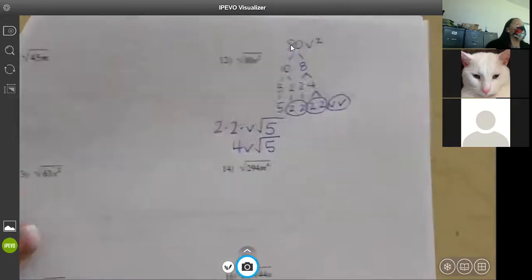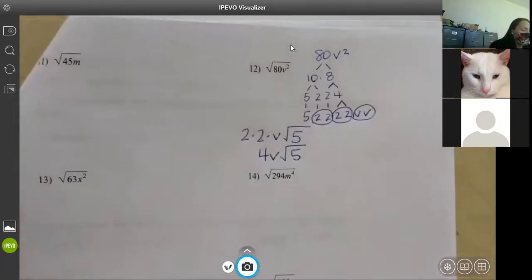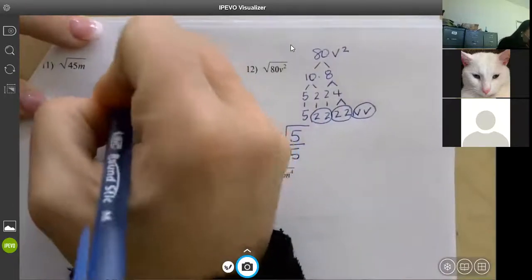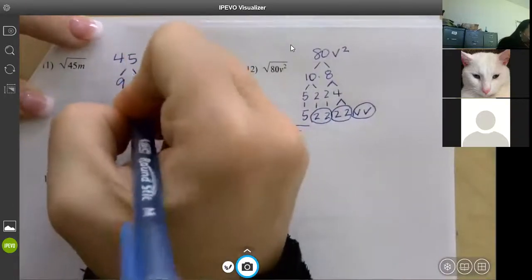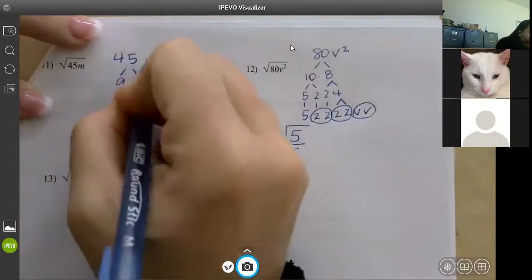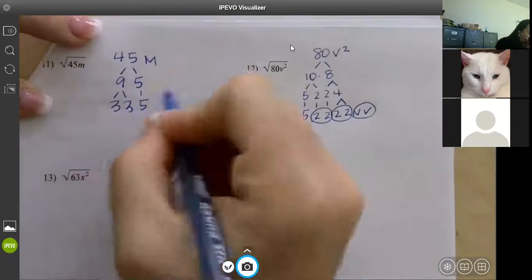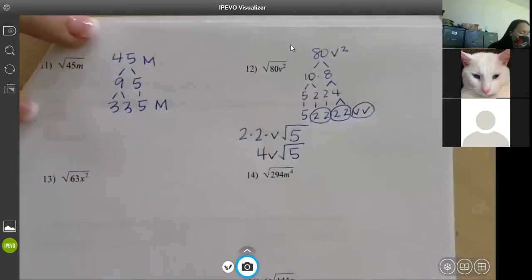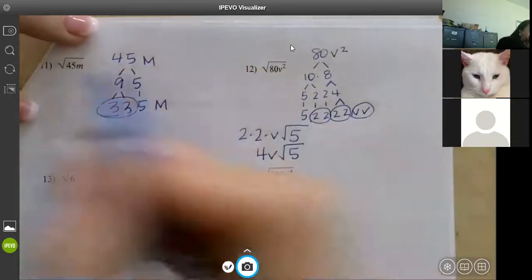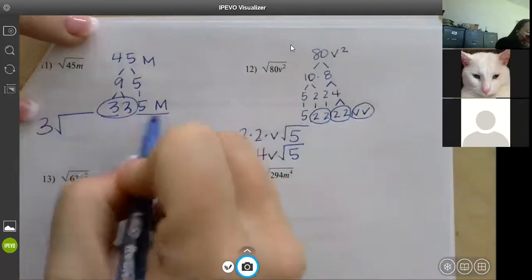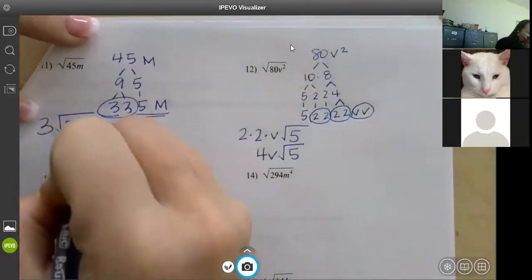Okay, so look at your next one, or your first one that we had, number 11. 45m. 45, 9 times 5. 9 is 3 and 3. We bring down the 5, and there was 1 m. So what do we have a pair of? There's nothing else, so the 3 goes on the outside. What did we leave on the inside? You just write what you see. 5m.